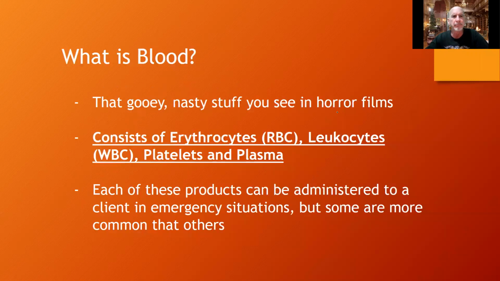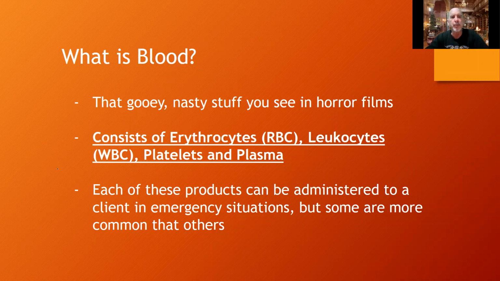So what is blood? That gooey, nasty stuff you see in horror films. That's really not true. The stuff you see in horror films isn't real blood. It's just a dyed product. So that's not real blood. But as you learned last week, it consists of erythrocytes, which are RBCs, leukocytes, platelets, and plasma.